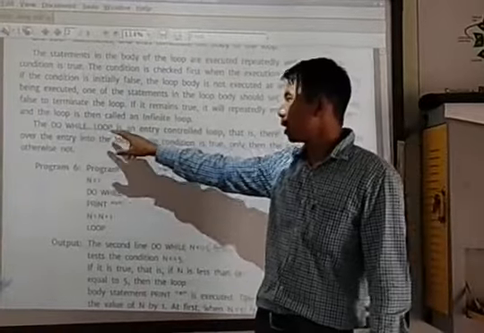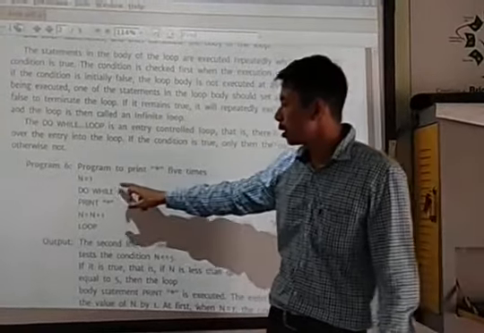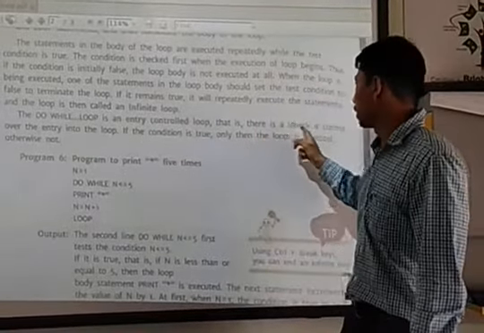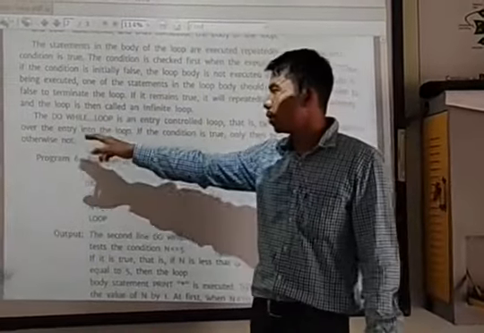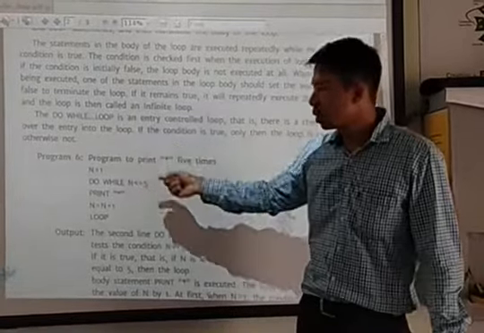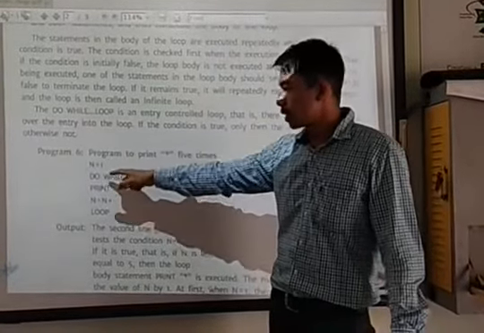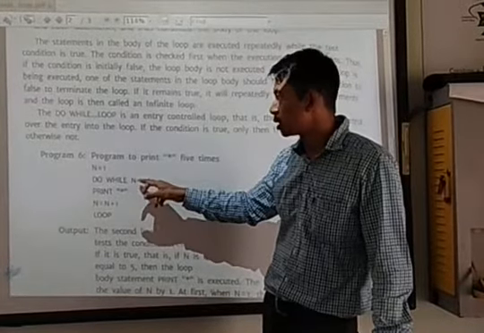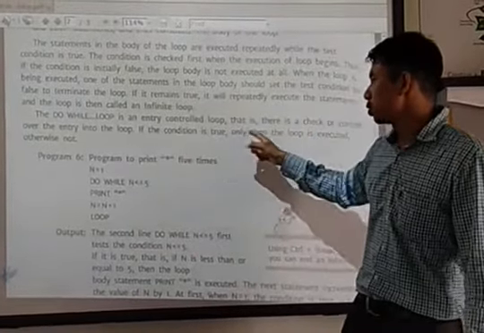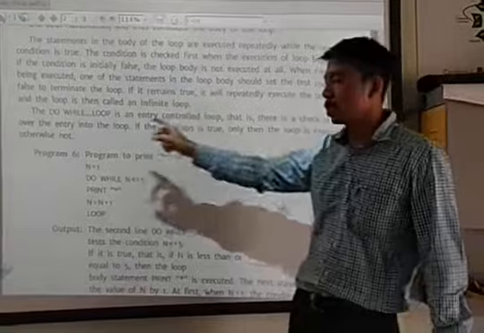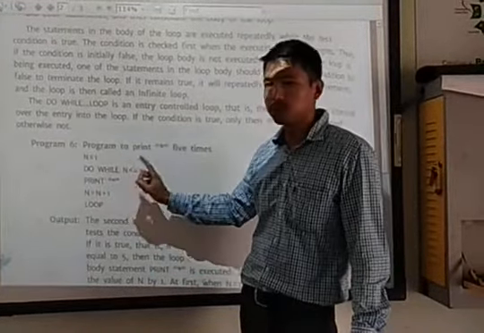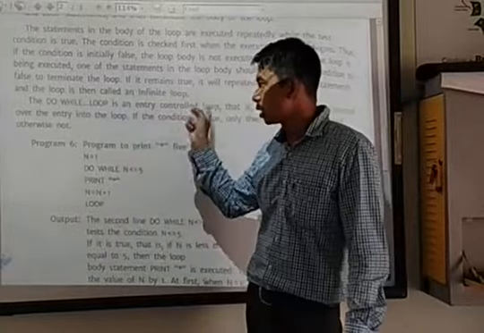So the do while is an entry control loop, because here the condition is there. That is, there is a check or control over the entry into the loop. Since the condition is at the starting, it will be an entry control loop. If the condition is true, only then the loop is executed, otherwise not. So that's why it's known as an entry control loop.